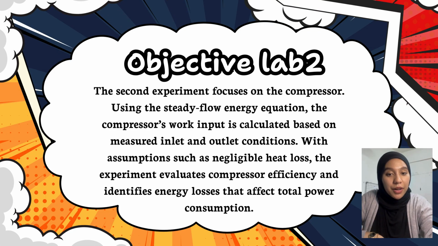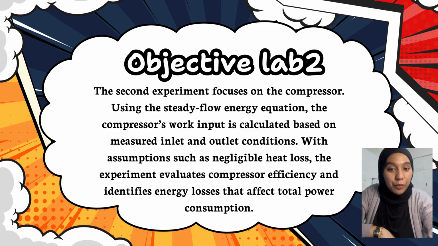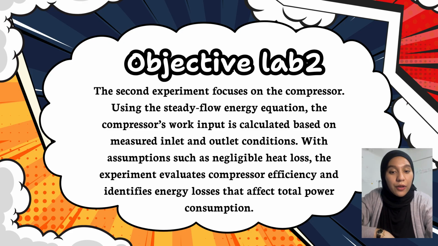The second experiment is now focused on the compressor. The compressor work input is calculated by using the measured inlet and outlet. With the assumption to neglect heat loss, this experiment evaluates compressor efficiency and identifies energy losses that affect total power consumption.